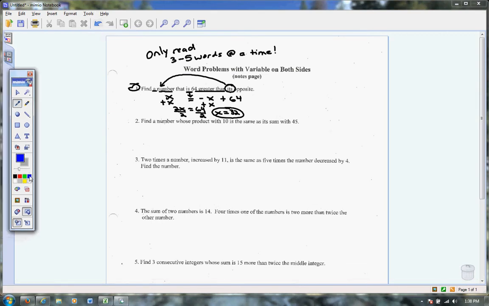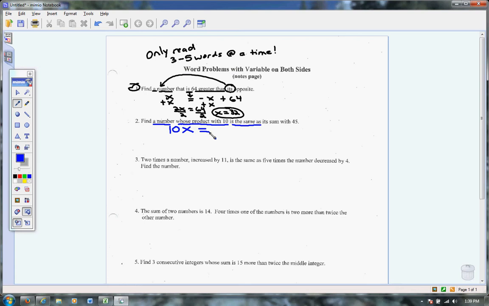Let's say, number 2, find a number. Well, isn't that x? Okay. Find a number, that will be x. Whose product with 10. What's that mean? It means multiply the x by 10. So can't I write this as 10x? All right, find a number whose product with 10 is the same as, isn't that just equals? Equals.